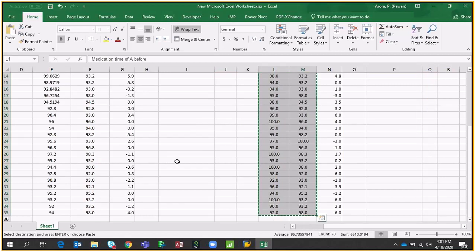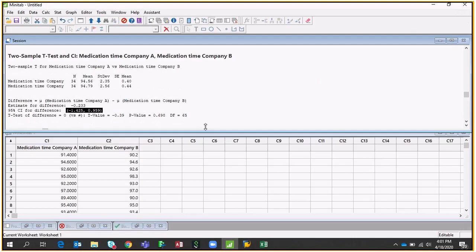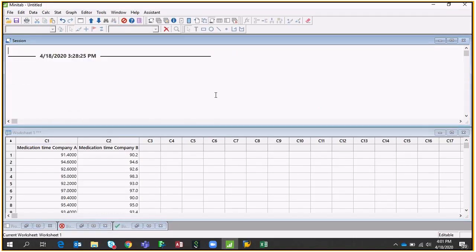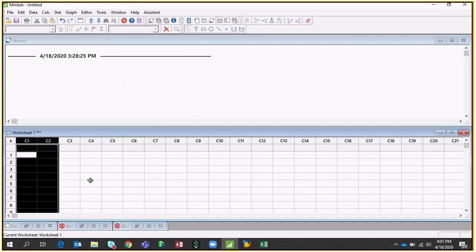Let me just go back, and let me minimize this window. Okay, and let me delete this session window. Let me delete this old data as well. Okay, and let me paste these cells.